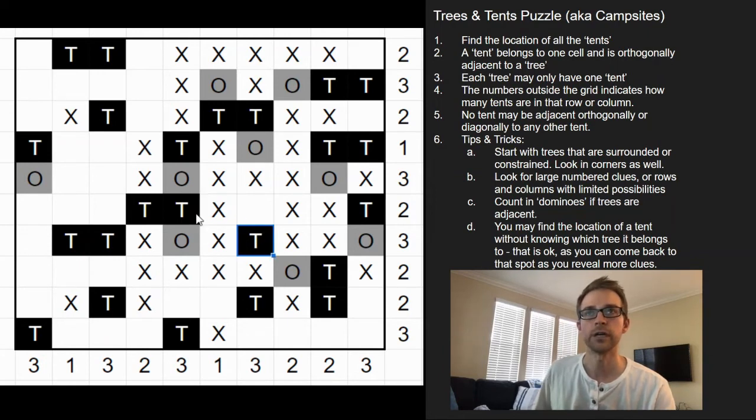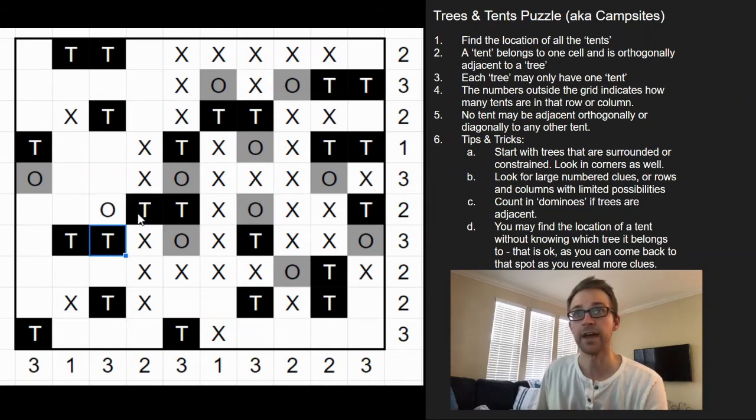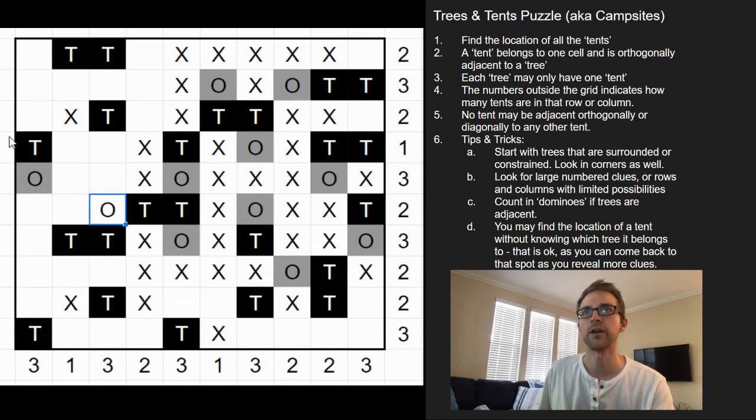This tree is now forced to have a tent there. And now this tent is forced to have a tree down there. Because again, we run into that same problem where this tent only belongs to one tree. And that's the one to the right of it.